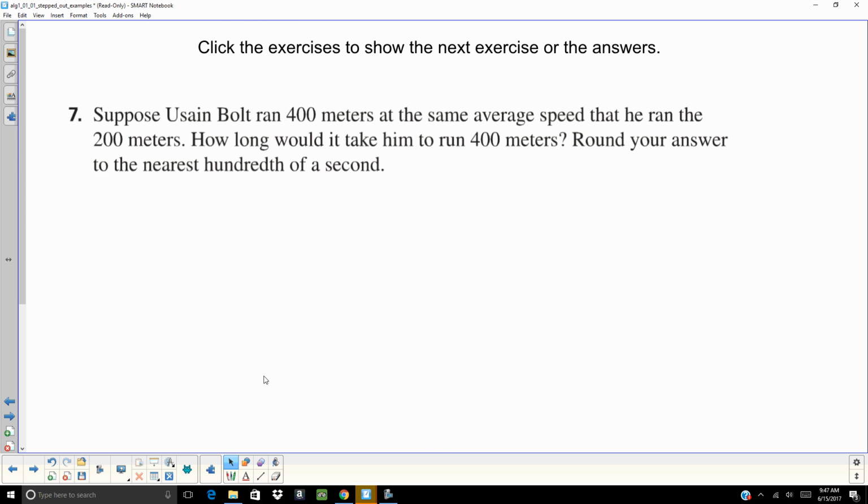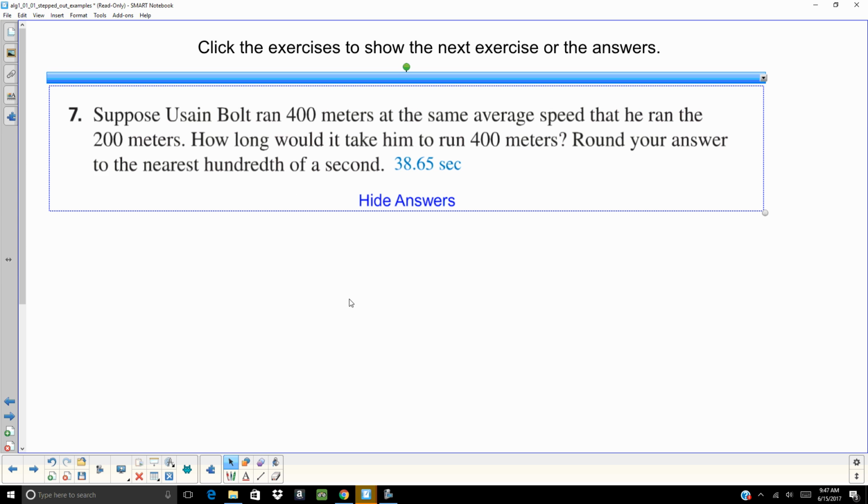All right, try this one on your own. Take a second and pause it. Follow the same formula, and you should get 38.65.